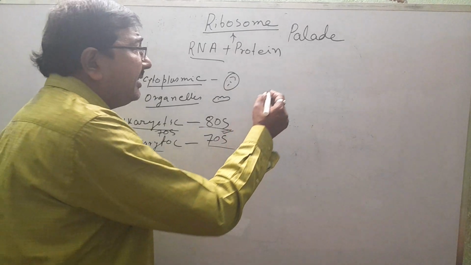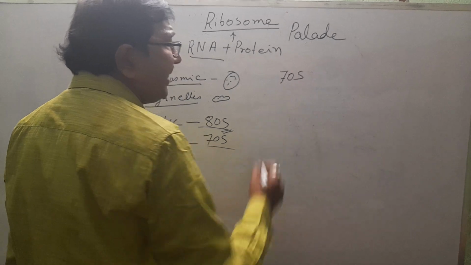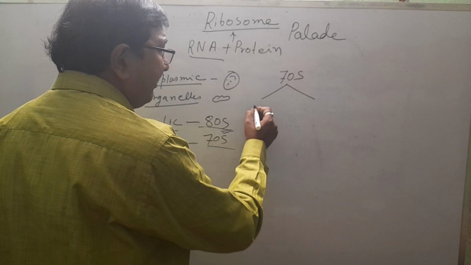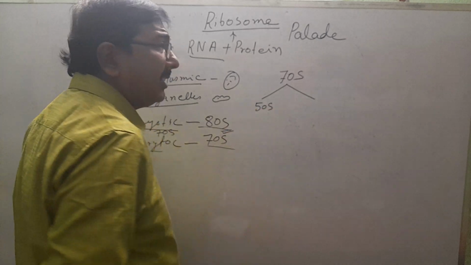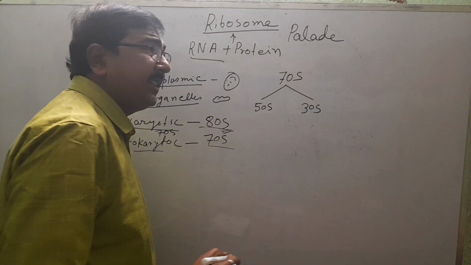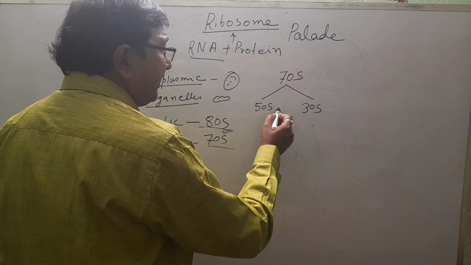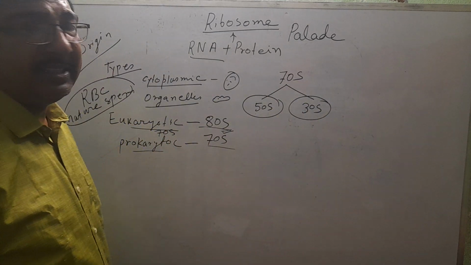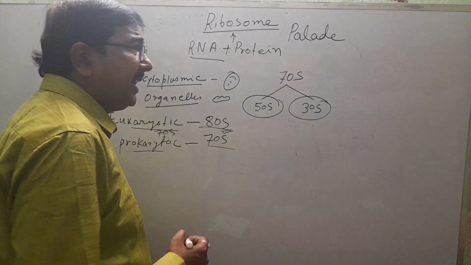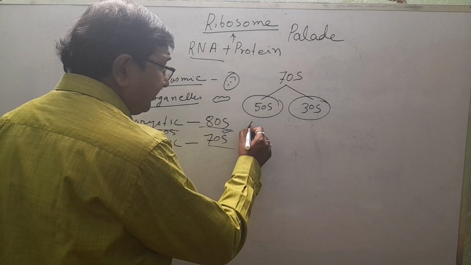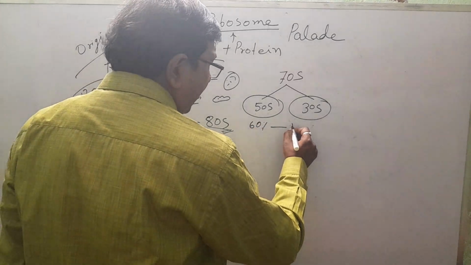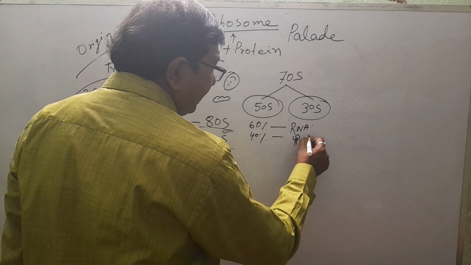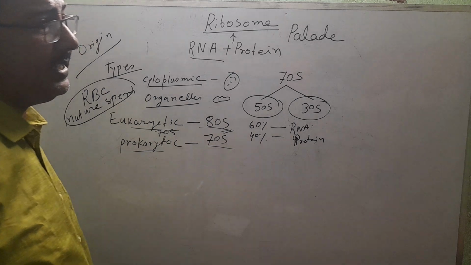Then structure of ribosome. In case of prokaryotic 70S ribosome, it has two subunits. The larger subunit is 50S and the smaller subunit is 30S, named for the rate at which they settle down. Here 60% is RNA and 40% is protein in the 70S ribosome.